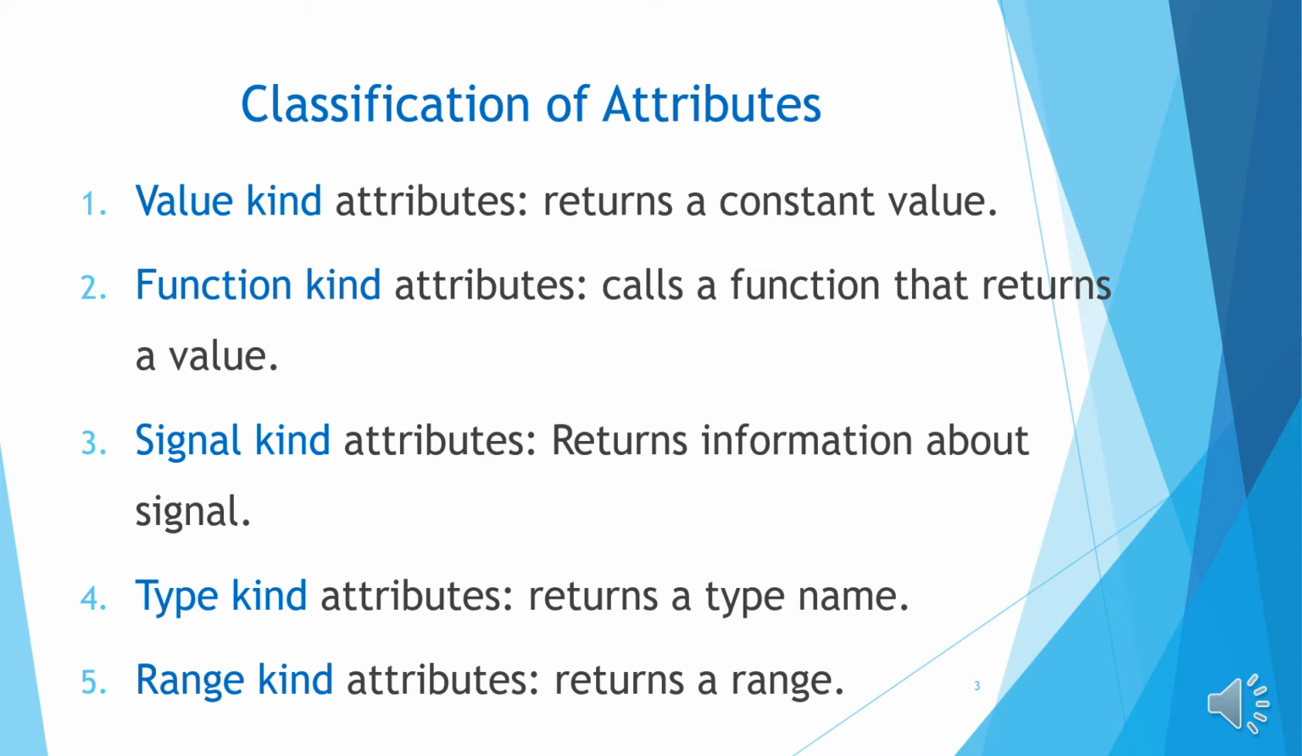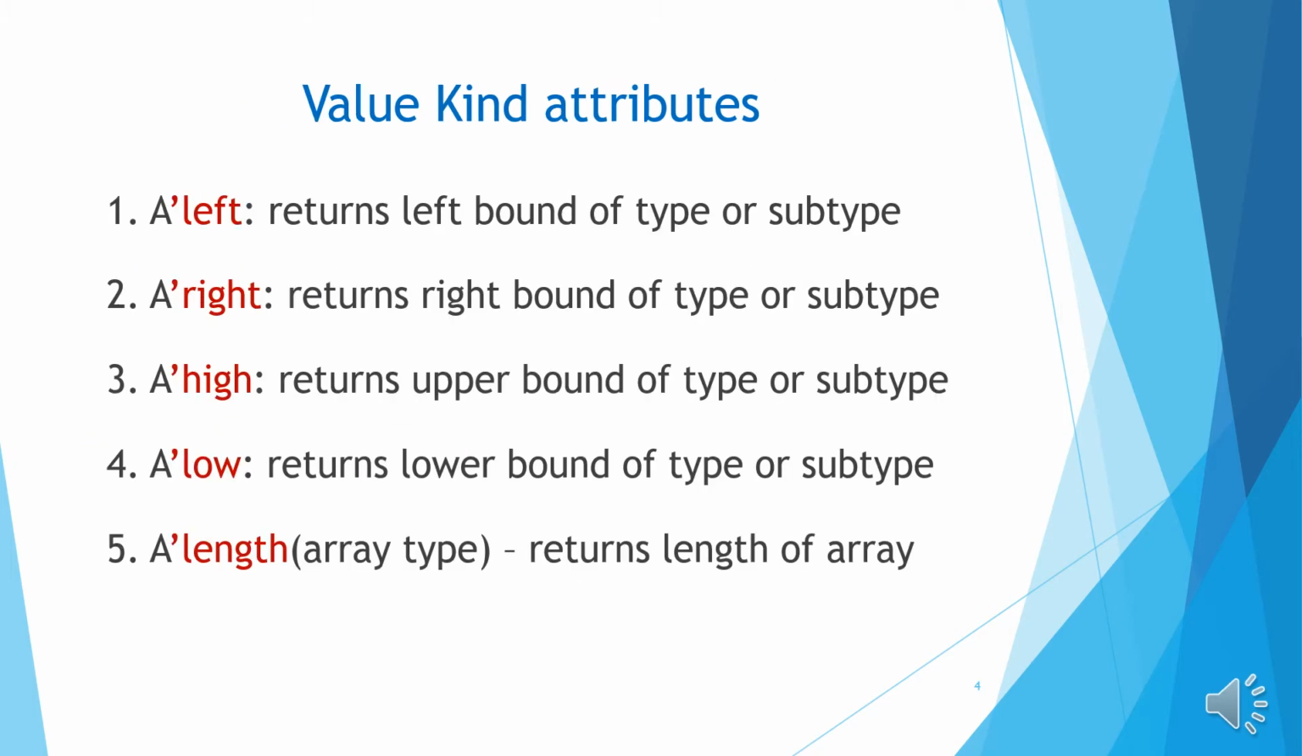Function kind attribute calls a function which can return a value. Signal kind attribute returns information about a signal. Type kind attribute returns the object's data type, and range kind attribute returns the object's range. Value kind attributes are further classified into five classes: tick left, tick right, tick high, tick low, and tick length.